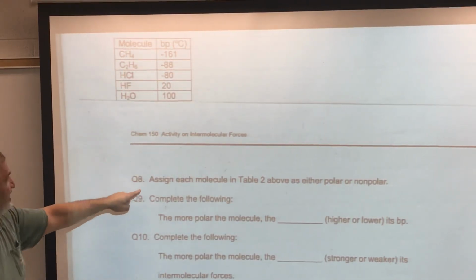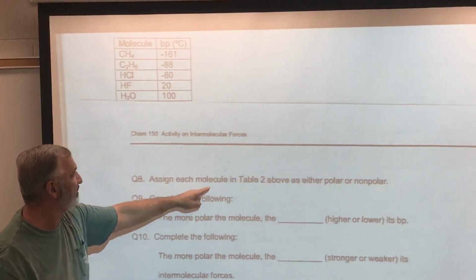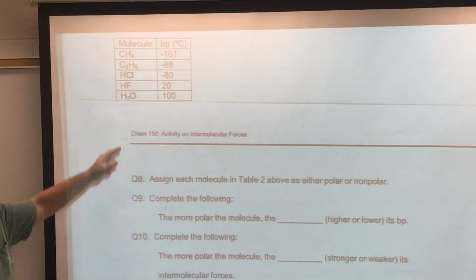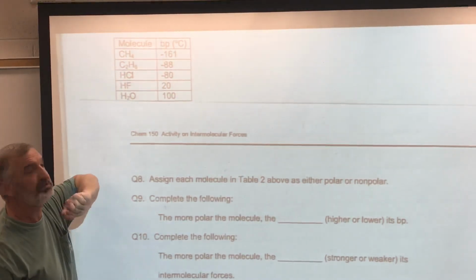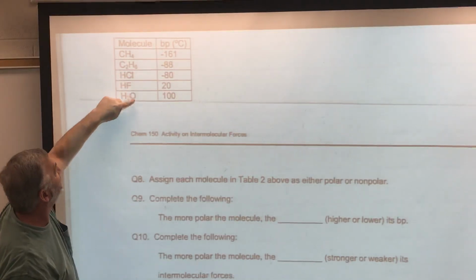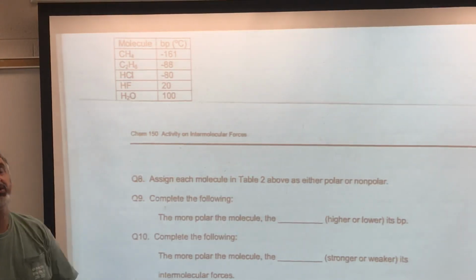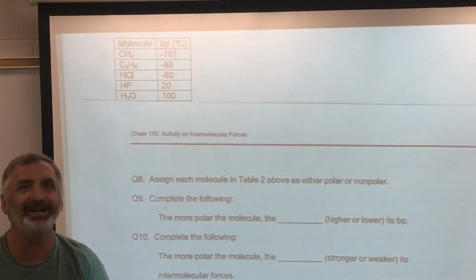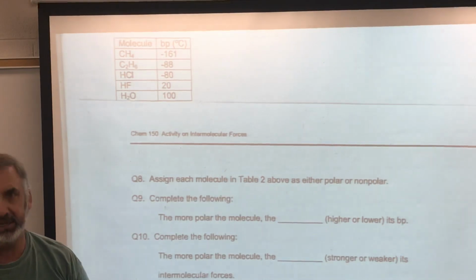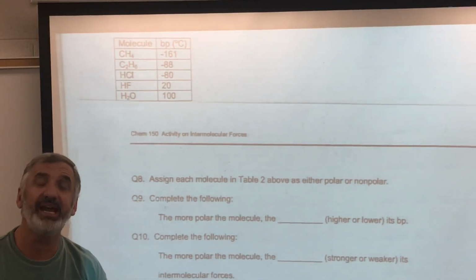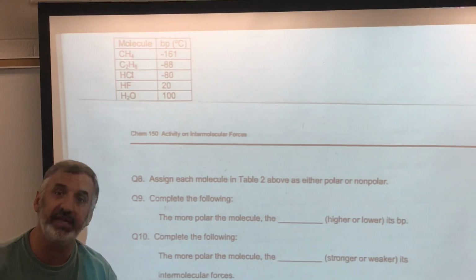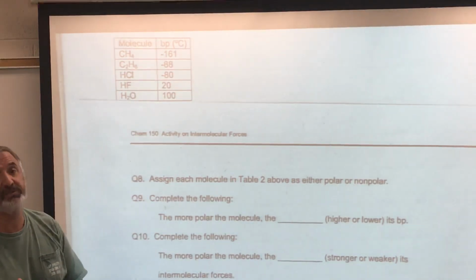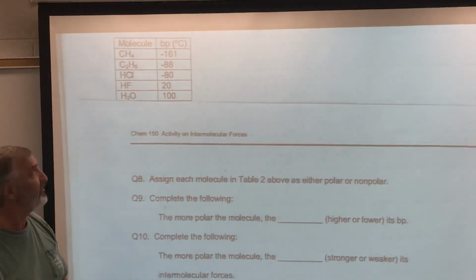For question 8, assign each molecule as polar or nonpolar. Well, how do we do that? Hydrocarbons we know are nonpolar. Chlorine, fluorine, oxygen: now, do not say it is polar just because of that. It's polar because they contain the highly electronegative elements chlorine, fluorine, and oxygen, and the shapes of the molecules are asymmetrical. That's how we know it's polar.